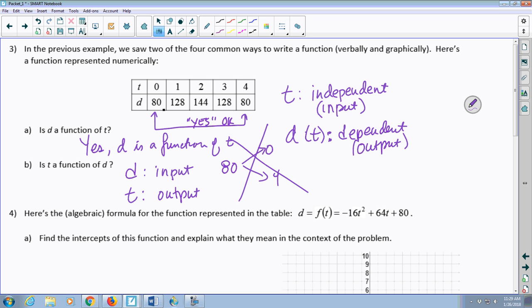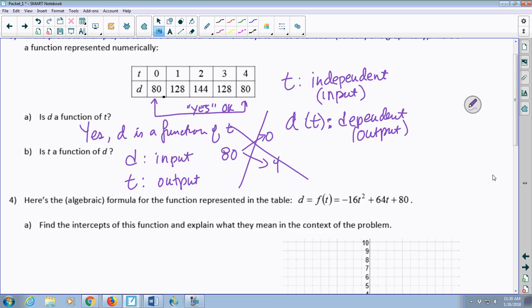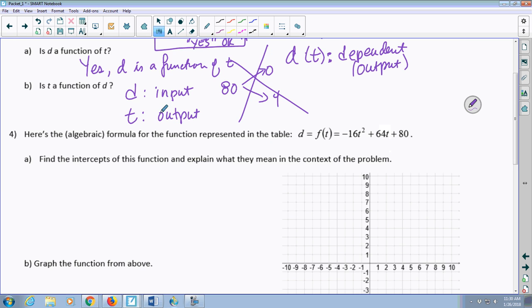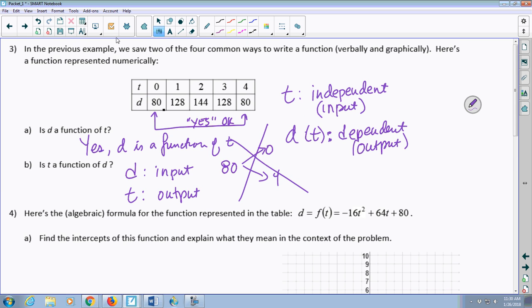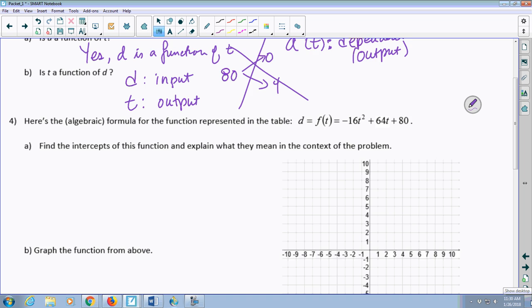It's just any set of ordered pairs, but nothing special about it. Function, there's something very special. For each input, you have exactly one output. Okay? All right, so here's the algebraic formula that fits these values.